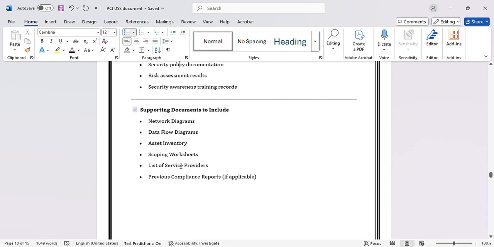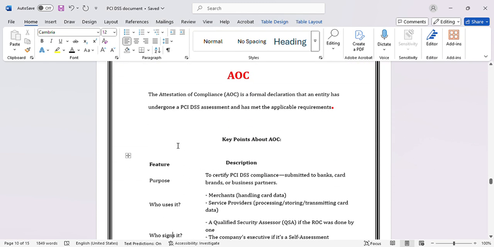These are the supporting documents to include when the ROC is prepared: network diagrams, data flow diagrams, asset inventory, scope worksheets, list of service providers, and previous compliance reports. Next is AOC.